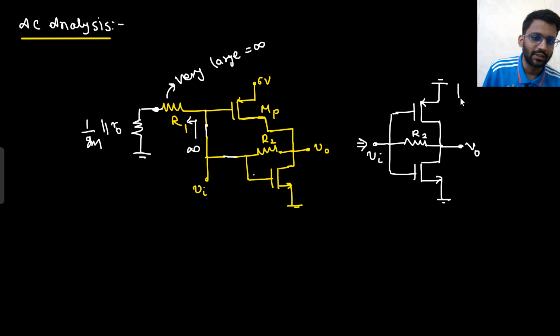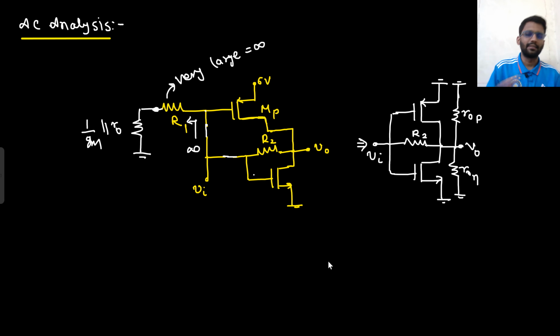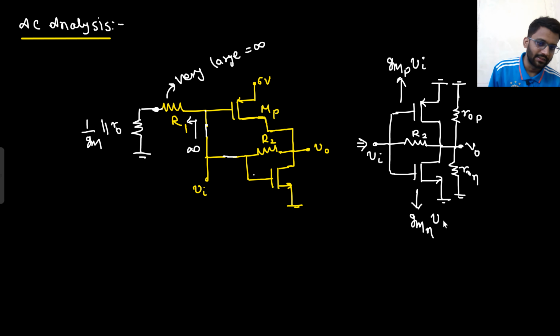From V naught to ground, you see R naught P here. Between source and drain, you see R naught P, and here you see R naught N. Right? That's it. This is your final circuitry. This is the Vin, so this Vin will be going here as well. So what will be the current here in this direction? GMP Vin. And same Vin will be going here. So what is the current in this direction? GMN Vin.